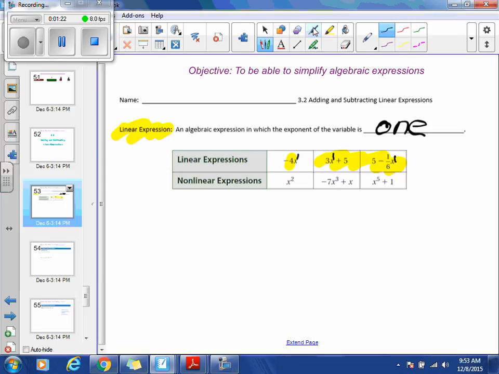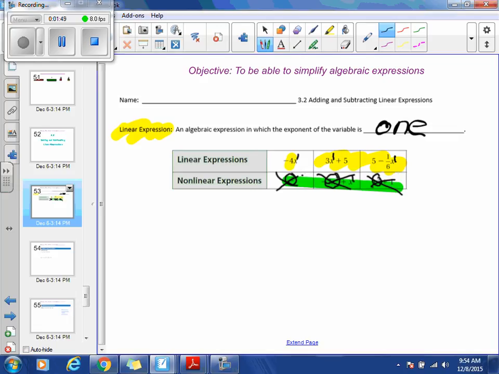These nonlinear ones in the bottom row all have a variable with an exponent greater than 1. So in this first example, the exponent is 2. So that is not linear. In this one, yes, this last variable has an exponent of 1, but there's another variable with an exponent greater than 1. So that is not linear. And lastly, we have an exponent of 5, not linear.